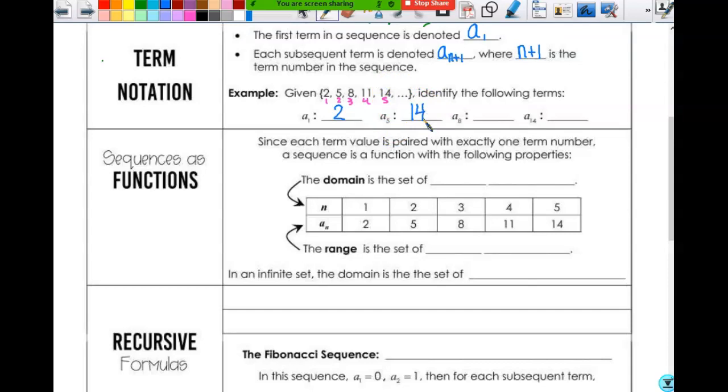To get a sub 8 and a sub 14, I have to continue my pattern here. So what's happening here to each of these numbers? We're adding 3. So if I have 14, then that would give me 17, then 20, then 23, 26, 29, 32, 35. I don't know how many I need, so let's see. So I need 8, so this is 5, 6, 7, 8 is 23. So then 9, 10, 11, 12, I need 2 more. So it'd be 38 and 41. So a sub 14 would be 41.